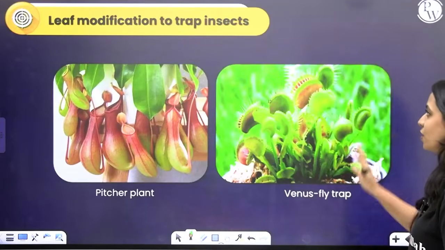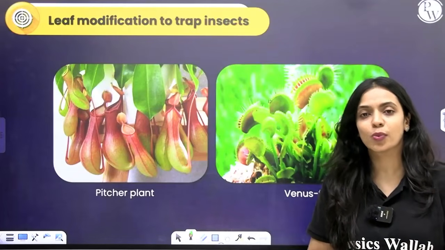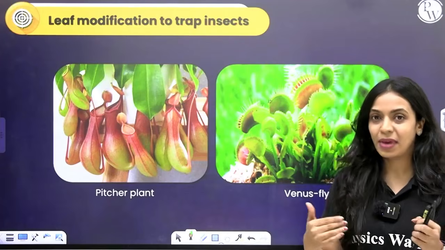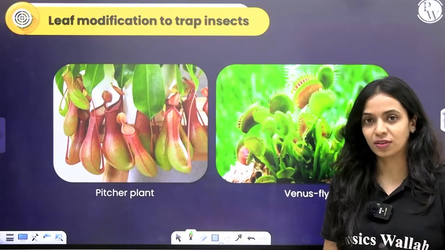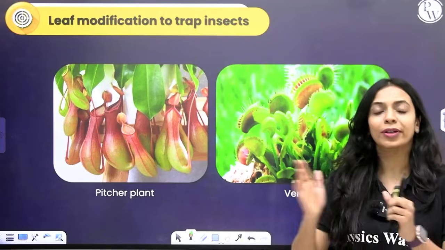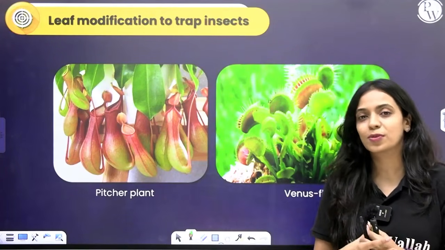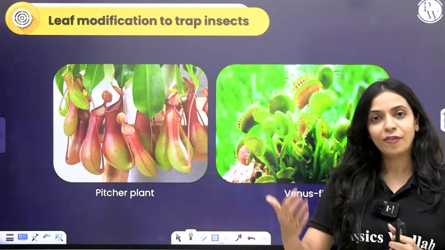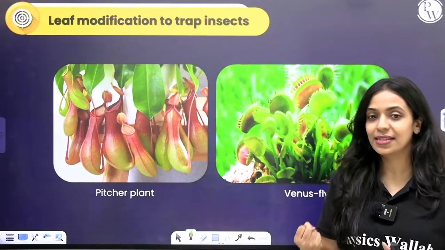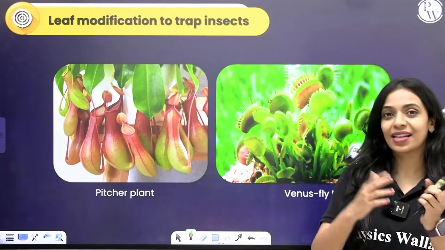Last modification, insectivorous plants. You know, insectivorous plants grow in regions where there is deficiency of nitrogen in the soil. In order to make up for the deficiency of nitrogen in the soil, they will trap insects. So they will have special mechanisms which will allow it to trap insects. Once the insect is trapped, certain enzymes are secreted by this plant that will break down the insect. After the insect is broken down, it absorbs nitrogen from that particular insect. Okay, so here the leaves are modified to form structures that can trap insects.